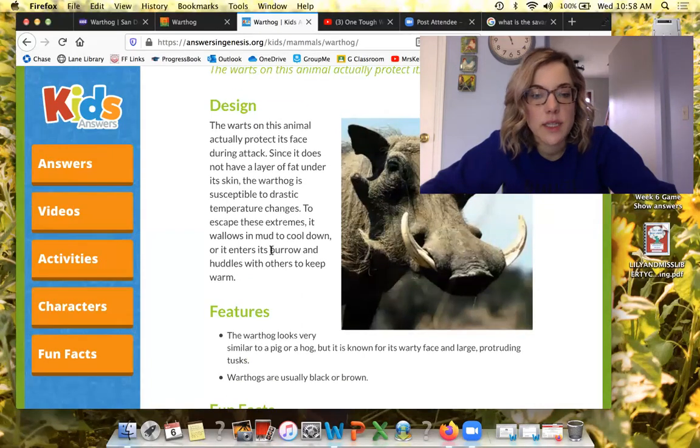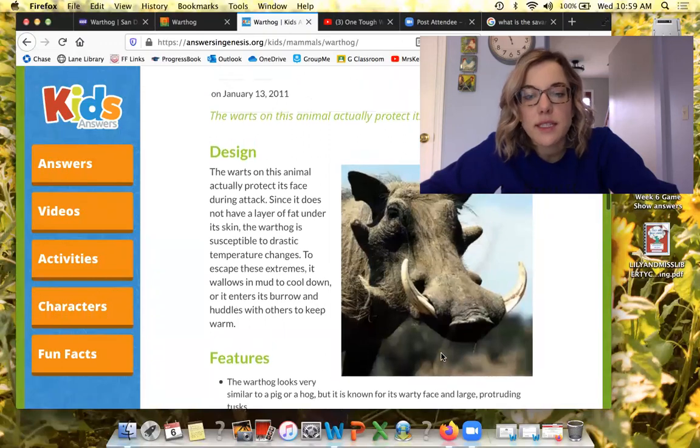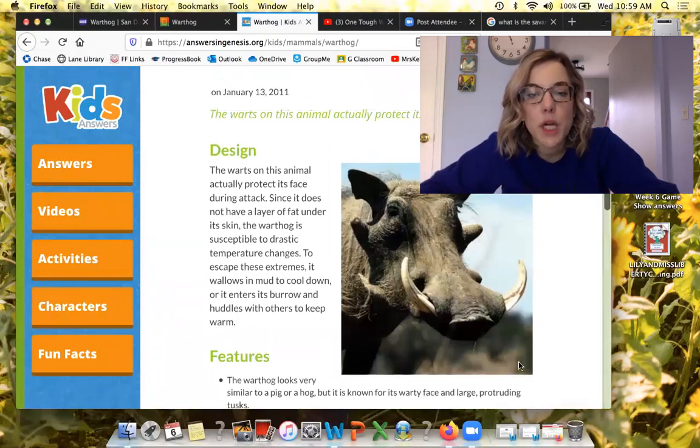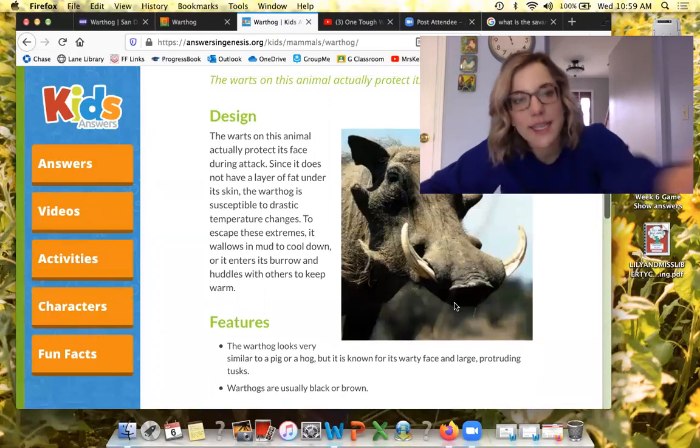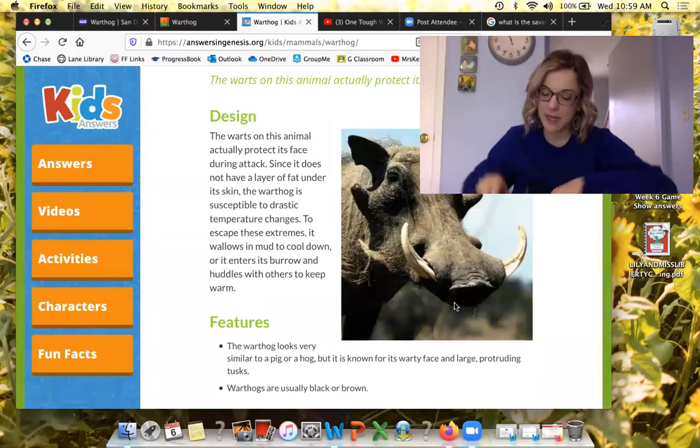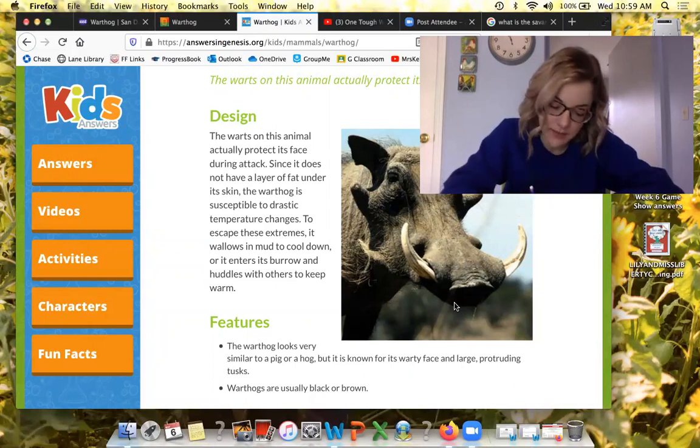Oh, that's interesting. So yes, we know the warthog looks similar to a pig or a hog, but this is what I noticed when I was skimming. It says it is known for its warty face and large protruding tusks. I didn't realize that a warthog had warts on it. Think about it. Wart is in its name. I might make note that I thought that was interesting.